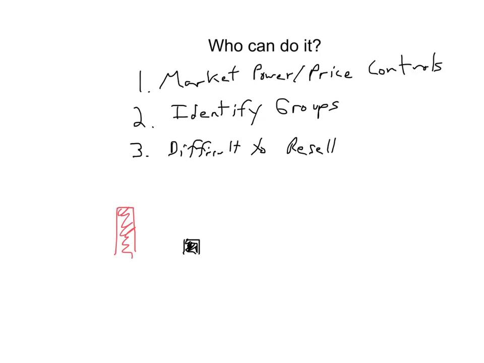Okay, if it's easy to resell this good, then these people are going to buy the good for a low price and sell it to these people for some intermediate price there. So they're going to make this amount of profit, okay? And you're not going to have anyone paying this price. Everyone will pay this lower price, and your whole scheme will not work.